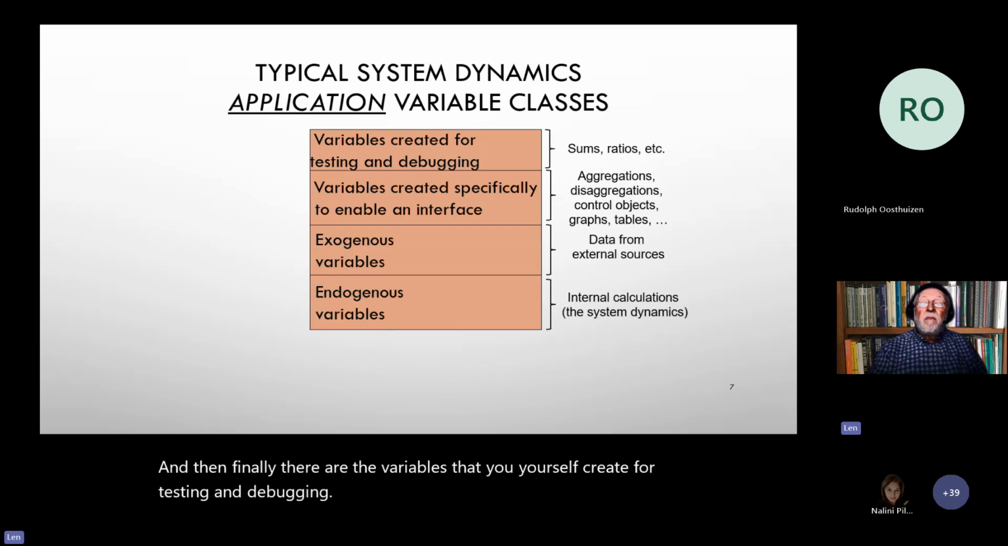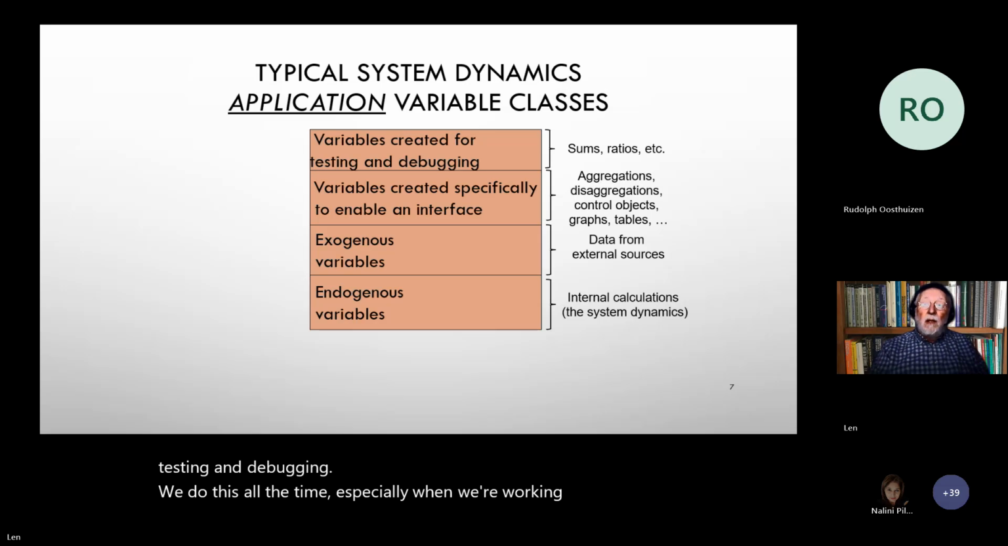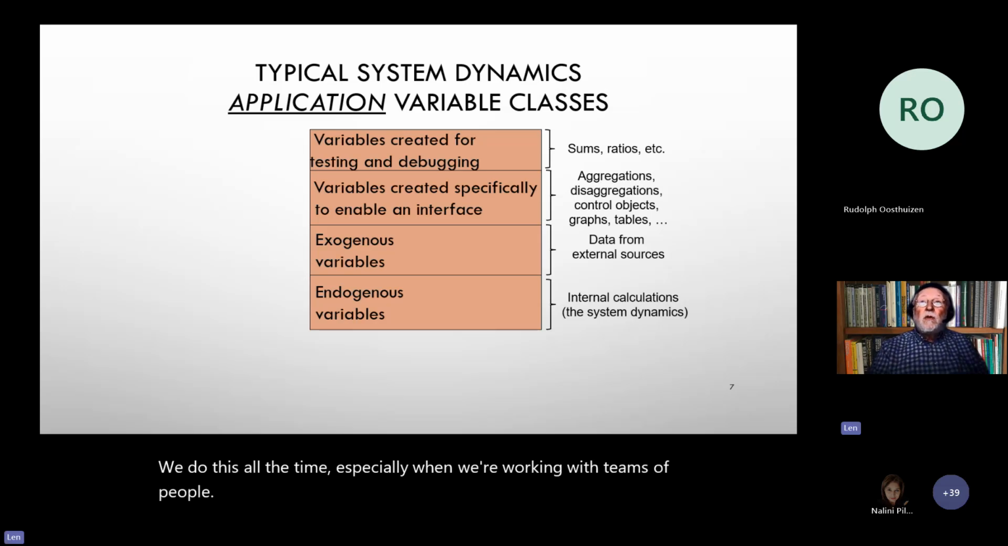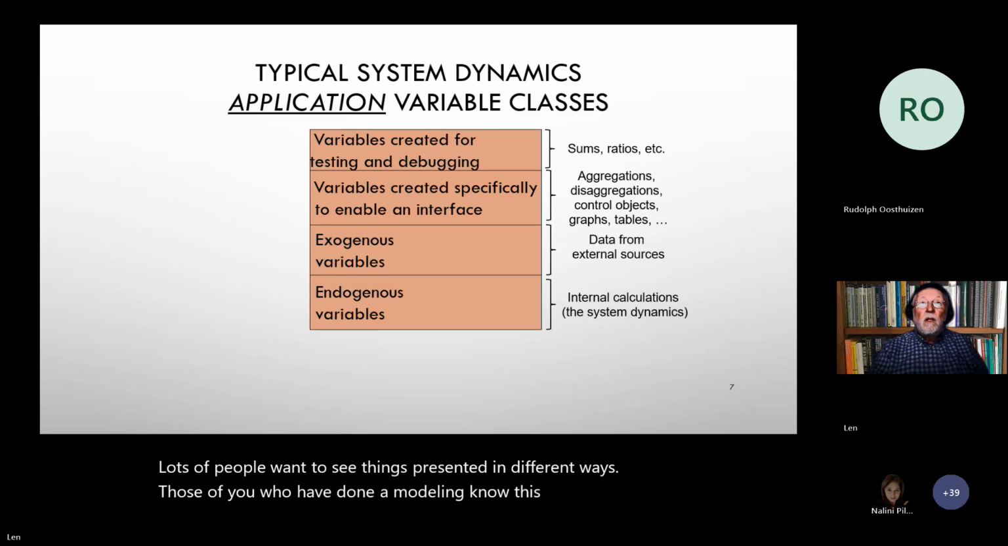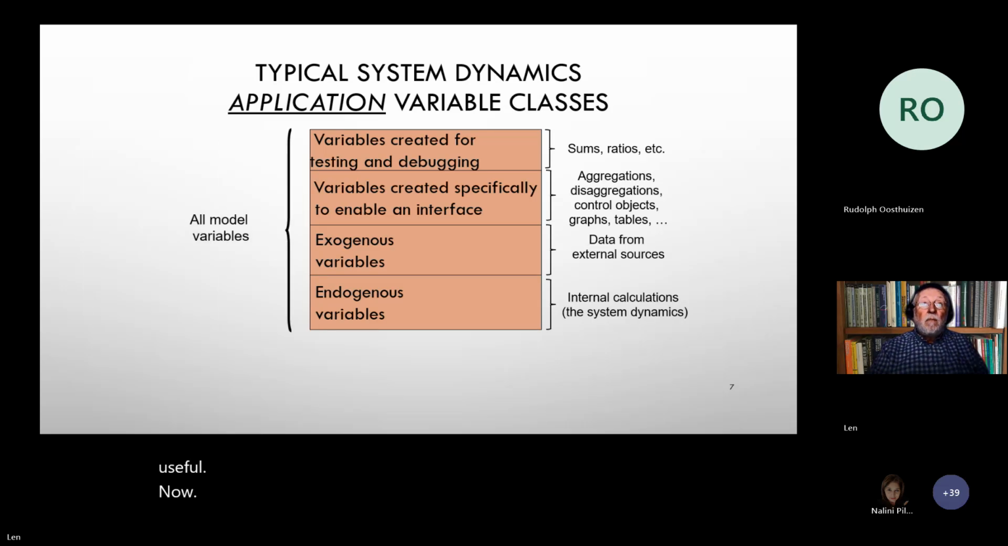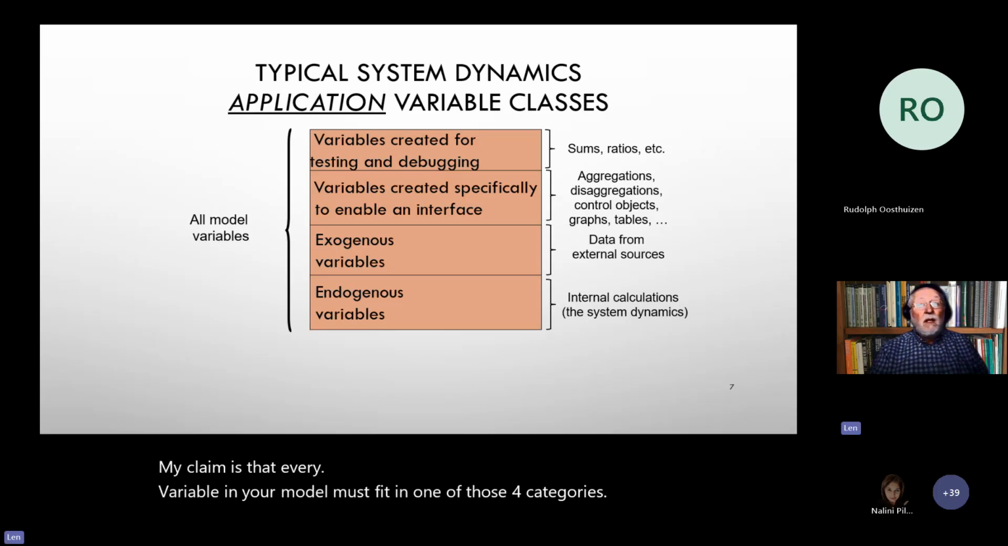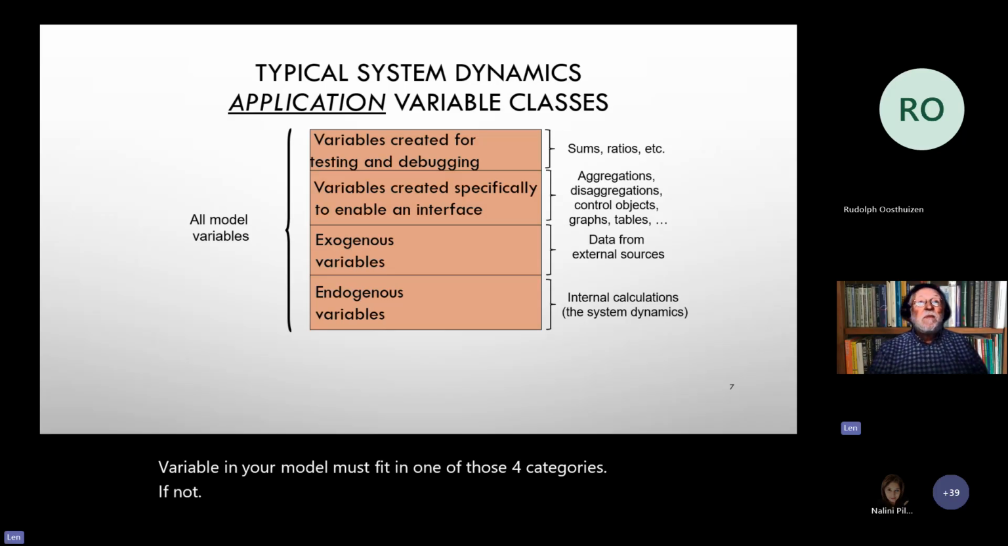We do this all the time, especially when we're working with teams of people. Lots of people want to see things presented in different ways. Those of you who have done modeling know this might be very useful. Now, my claim is that every variable in your model must fit in one of those four categories. If not, I'm not sure what it is you're doing.